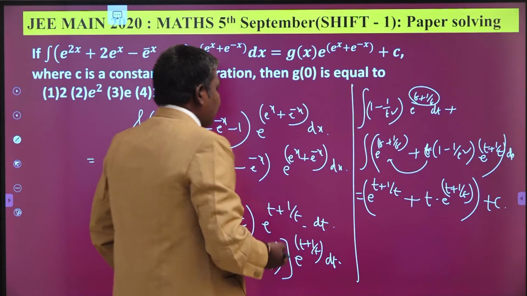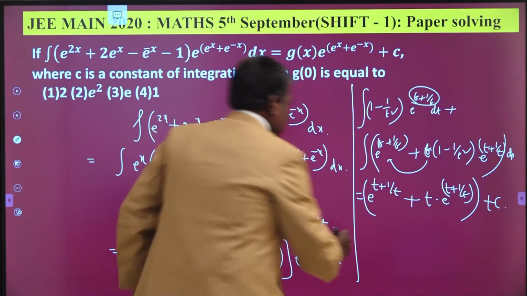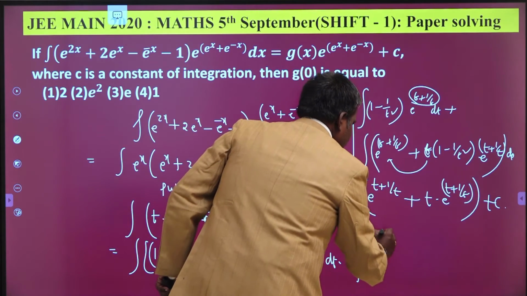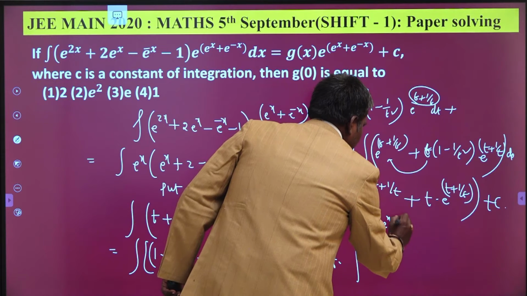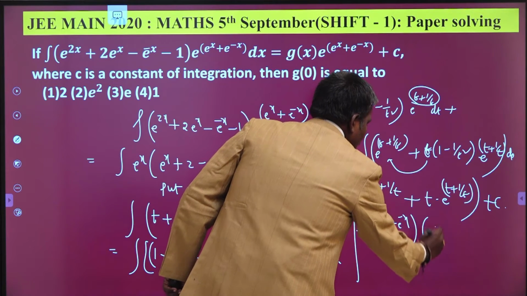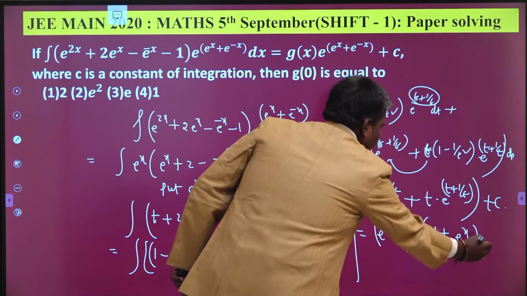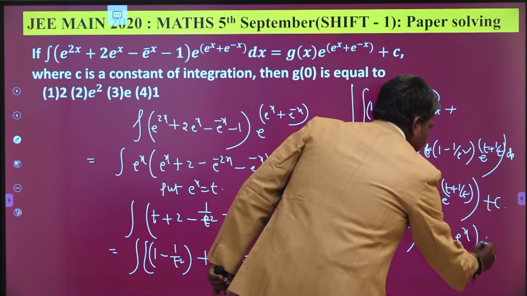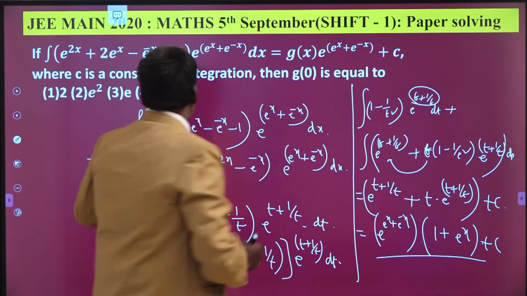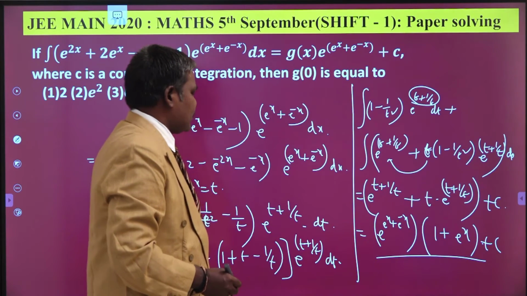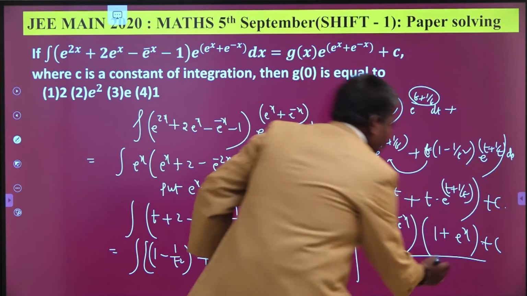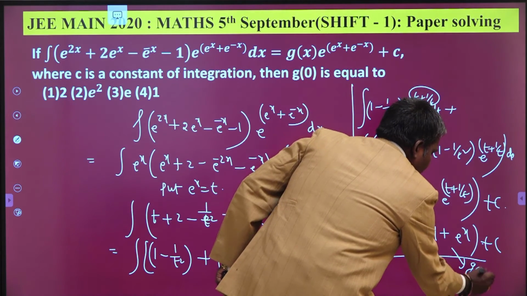Now what is your t? t is nothing but e power x. So you can take common outside of e power t plus 1 by t, that is e power x plus e power minus x into 1 plus e power x. Your t is nothing but e power x, plus c. So what is given to you? The value is equal to some g of x into e power x plus e power minus x. So what is our g of x? This is your g of x, 1 plus e power x.